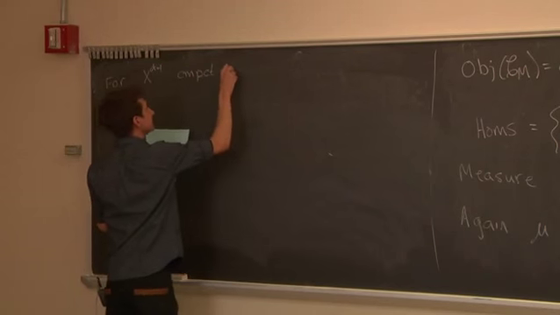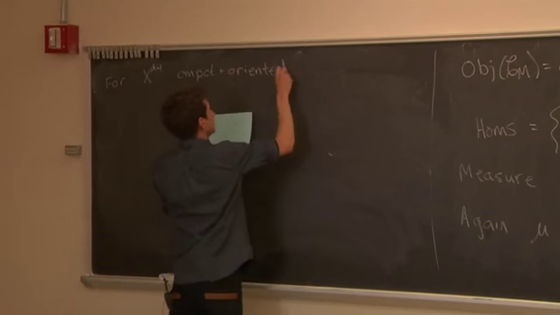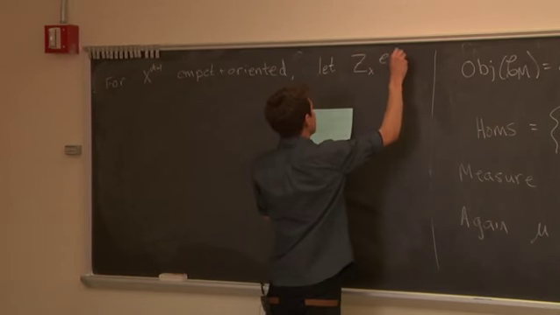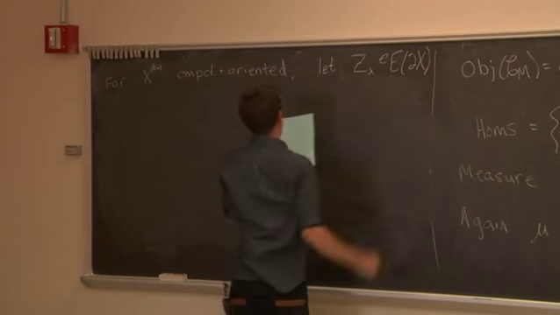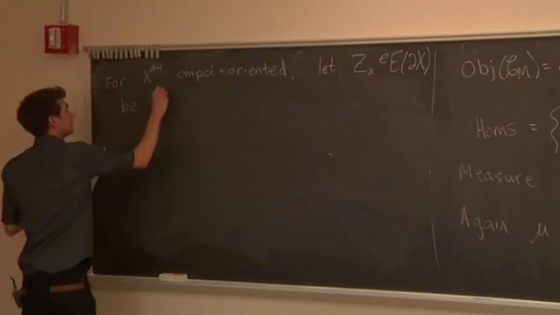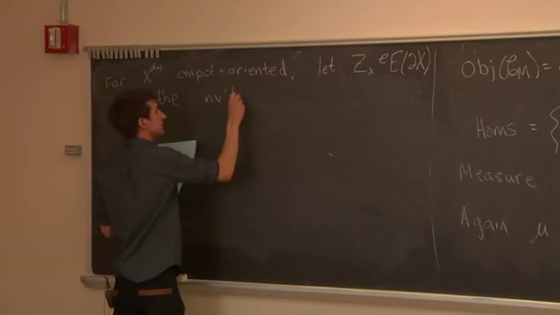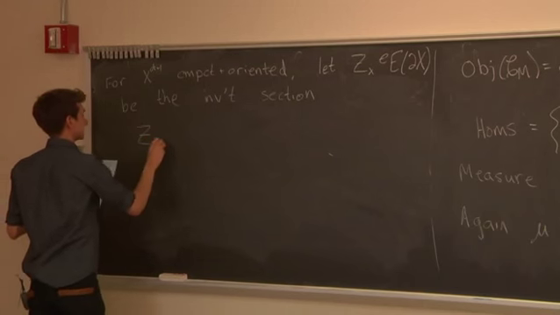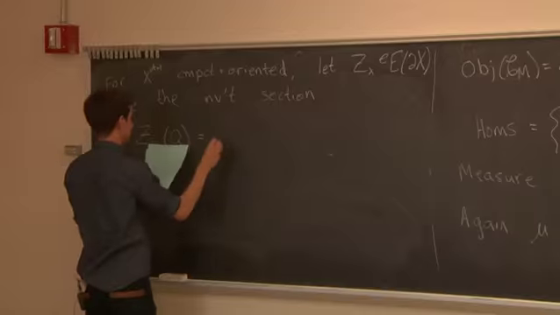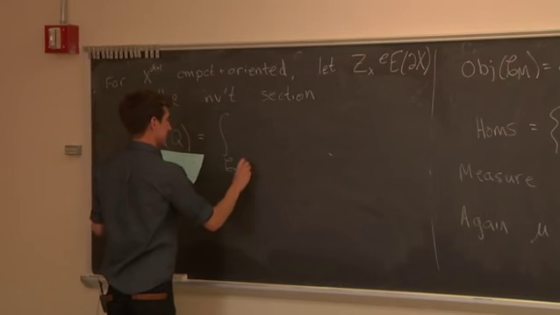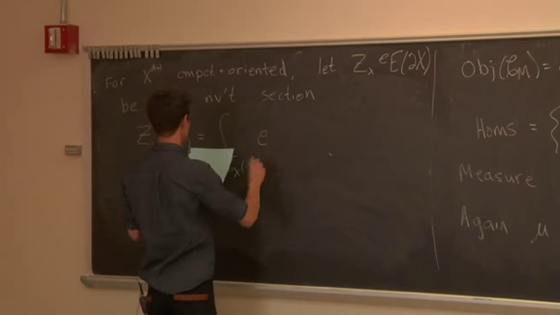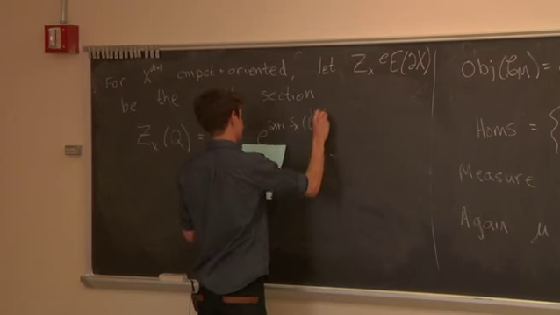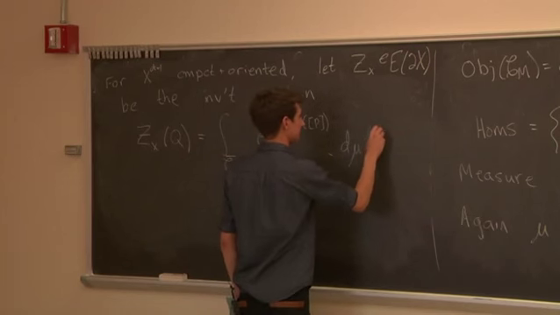For compact-oriented D+1 manifolds, we'll let the vector in the boundary, OK, so this should be some sort of invariant section over the boundary. And it's given specifically by integrating the action functional over the space of fields with respect to this measure.